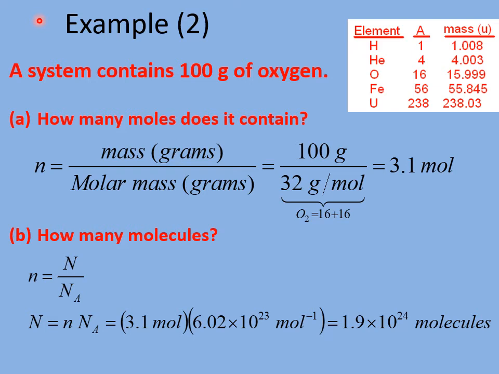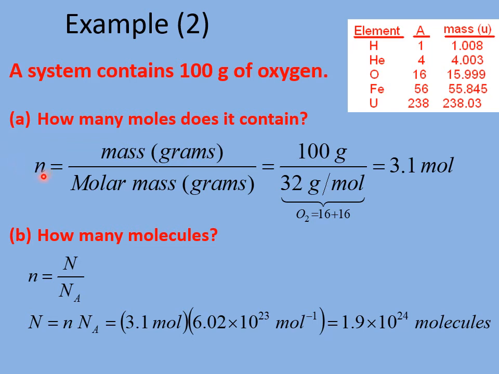Let's look at another example that works a little bit differently. In this case, we're told that a system contains 100 grams of oxygen. The question here, and we're going to assume, I should have probably put that in the problem here, we're going to assume that this is molecular oxygen, like the kind we breathe. So this is O2. So question A is, how many moles does it contain?